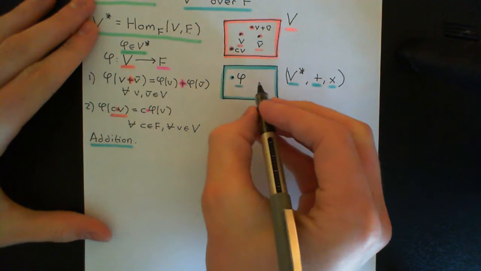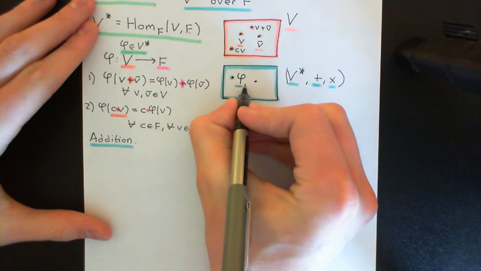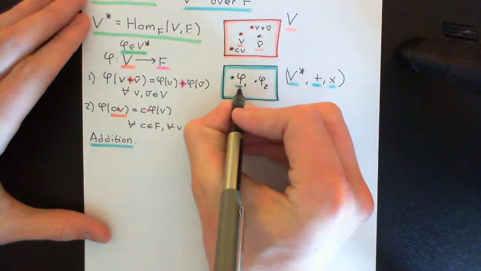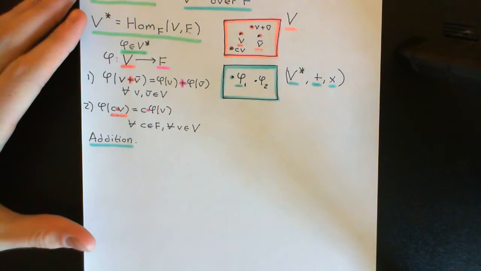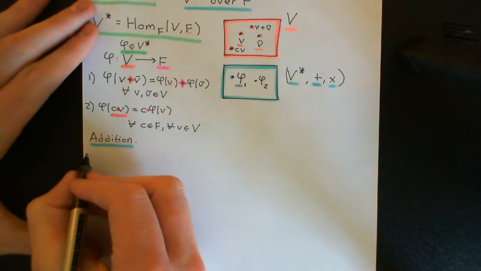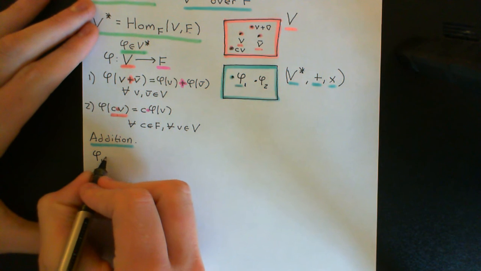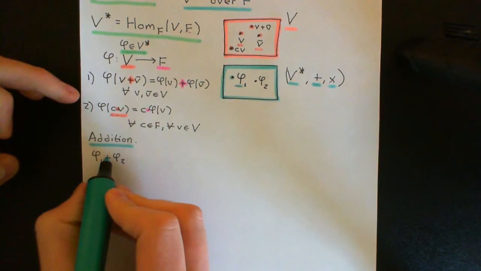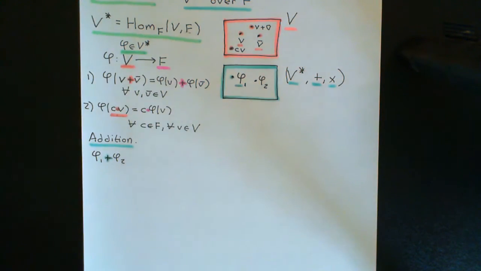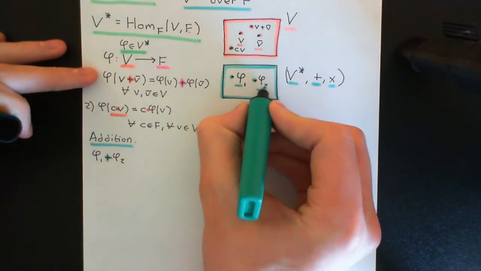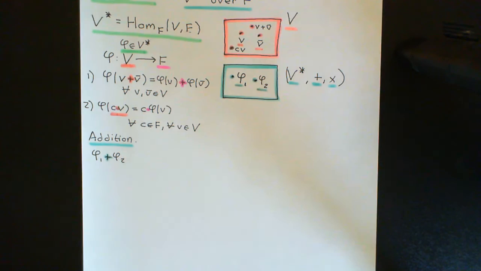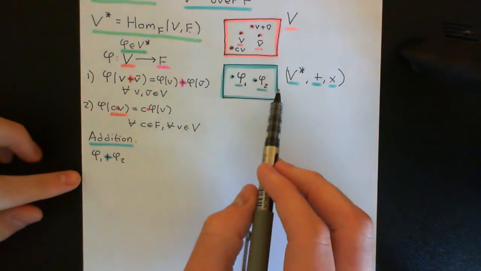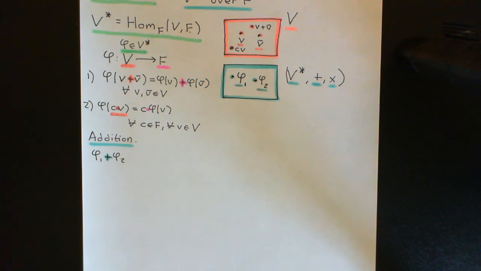Okay, so how am I going to define addition? Let's say I have two elements of the dual vector space here, so two linear maps from the vector space to the field that it's over. So we'll have phi1 and phi2 here, which are just two maps that are in the dual space. Okay, so how am I going to define phi1 plus phi2? And this addition here is going to be this addition in the dual space. Well, this needs to be some other element of the dual space. So whatever phi1 plus phi2 is, it's got to be some other element of this set here.